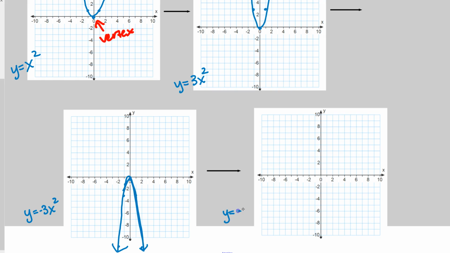Remember, if it's inside the function, it's a horizontal shift. And if it's x plus 2, it's going to be left 2, not right 2. So let's take what we just graphed and shift it left 2. Okay, there we go.